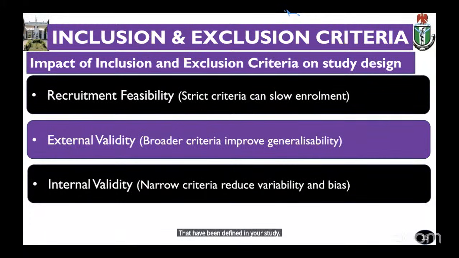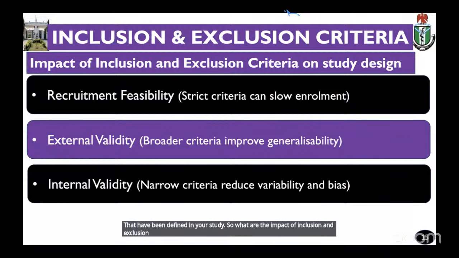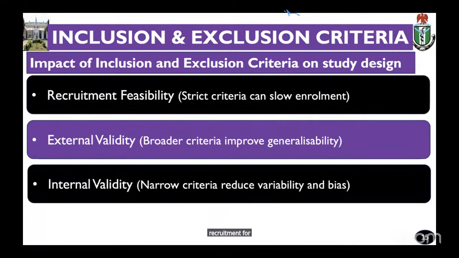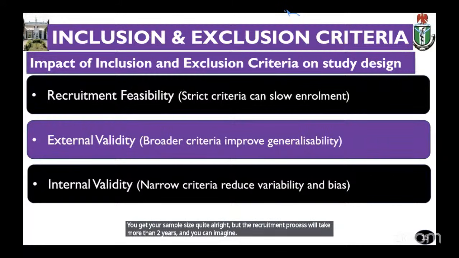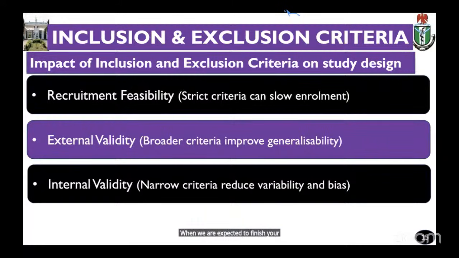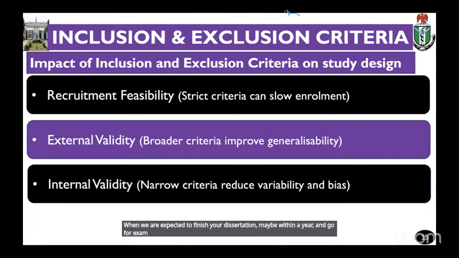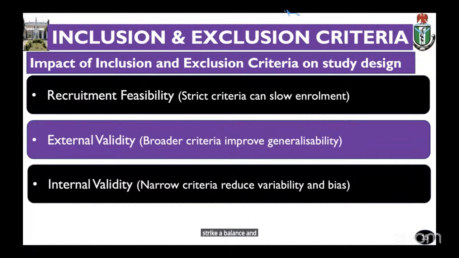So what is the impact of inclusion and exclusion criteria on study design? Recruitment feasibility. This one is very important, especially for residents. Sometimes they limit the criteria for selection, and when you limit criteria for selection and it's not necessary, at the end of the day, it takes longer for your study data to be collected. You get your sample size all right, but the recruitment process will take more than 2 years. And you can imagine when you are expected to finish your dissertation within a year and go for exam. So you must strike a balance, discuss with your supervisor and present at the level of the department.